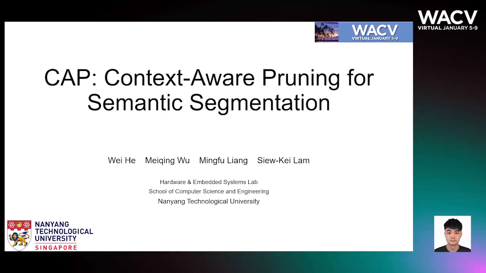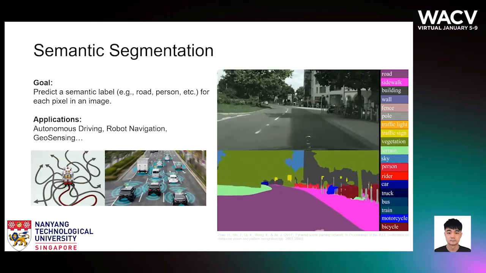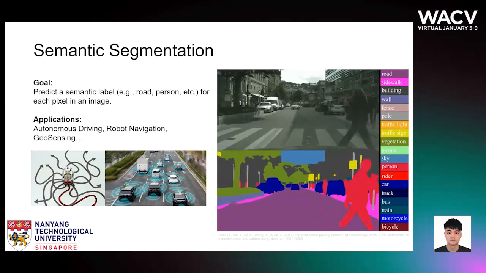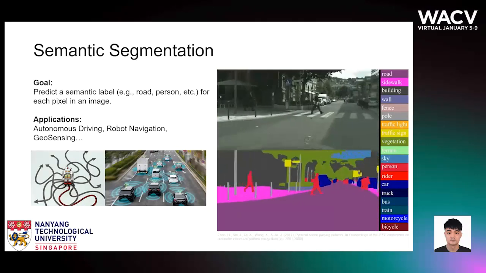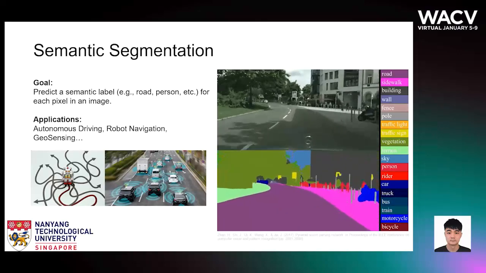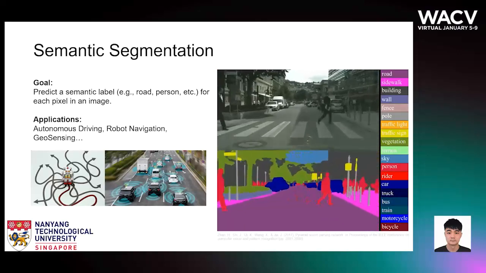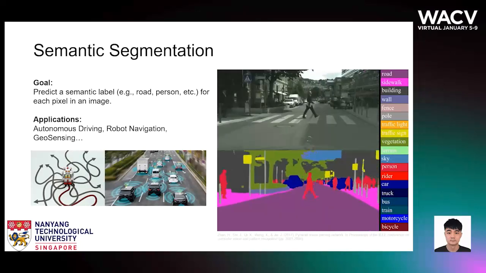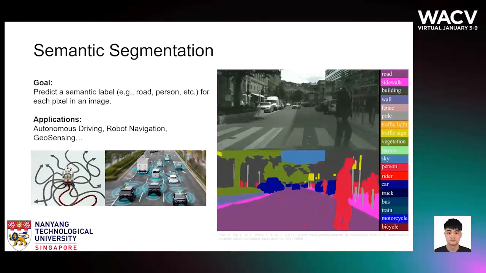I will introduce our proposed framework, context-aware pruning for semantic segmentation. Semantic segmentation is a challenging computer vision task that aims to label each pixel in the image with a semantic class. The figure on the right shows the visualization on Cityscapes dataset, which is a large-scale urban dataset. Each color represents a single semantic class. It has many applications like autonomous driving vehicles and robot navigation.